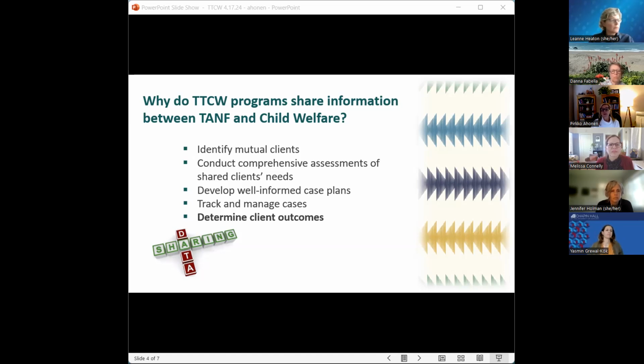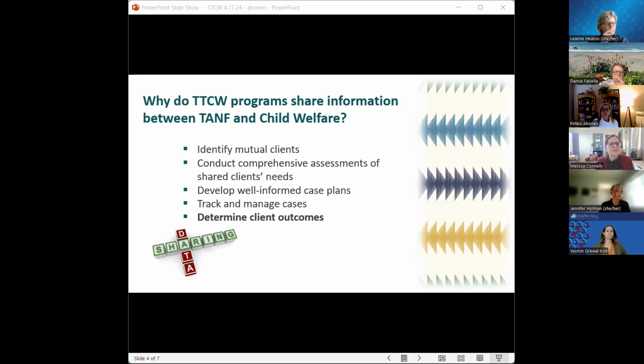In some cases, there have been programs where TANF intake workers include an assessment to help identify families' risk of child maltreatment as high or very high. Families that, based on that assessment, are categorized as at high risk or at very high risk are referred to prevention services provided by the child welfare program. Another one is to develop well-informed joint case plans.